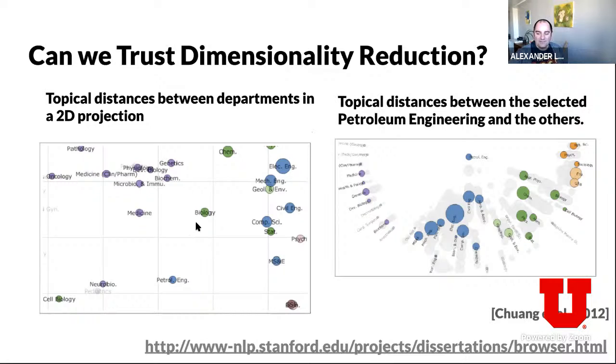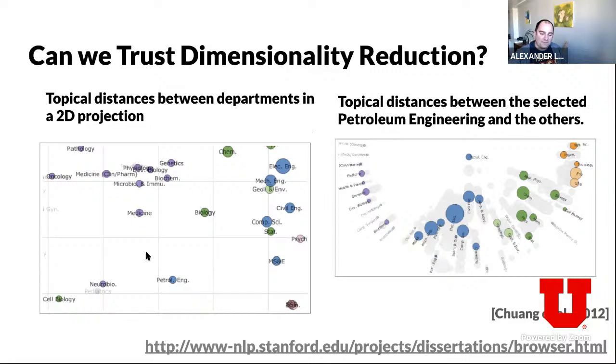And what's odd here is that it looks like petroleum engineering is actually closer to neurobiology than it is to, let's say, computer science or mechanical engineering or civil engineering, right? And intuitively, that is just not correct. If we correct for the individual distances, then we see that it's actually not the case.